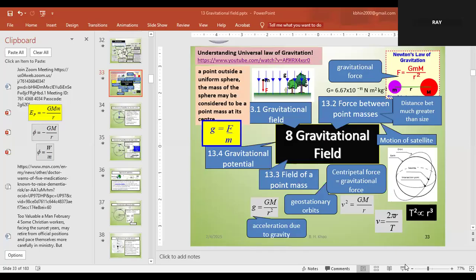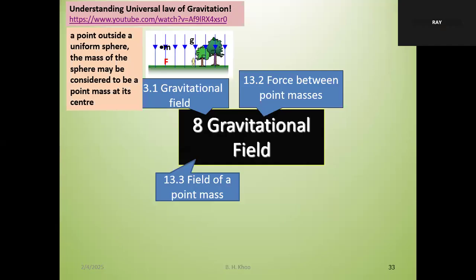Okay, let's just go back to our lecture. Review what we have learned so that you refresh your memory. Right? We started with a point mass outside a uniform sphere. A uniform sphere would be uniform density. Mass of the sphere may be considered to be a point mass at the center. So if it's a uniform sphere, we can consider the mass is concentrated at its center.